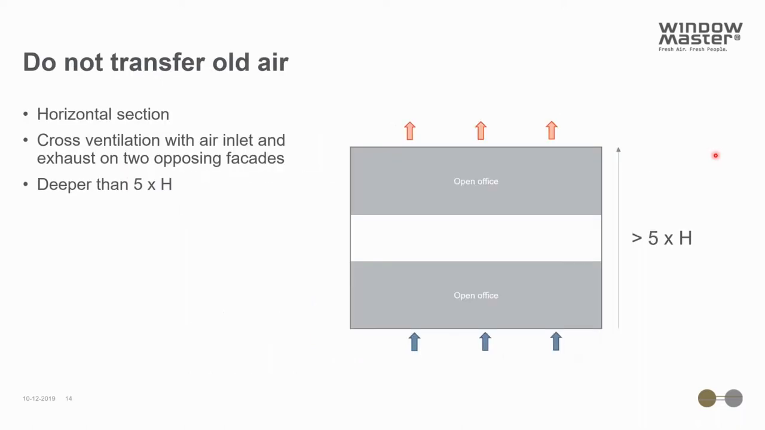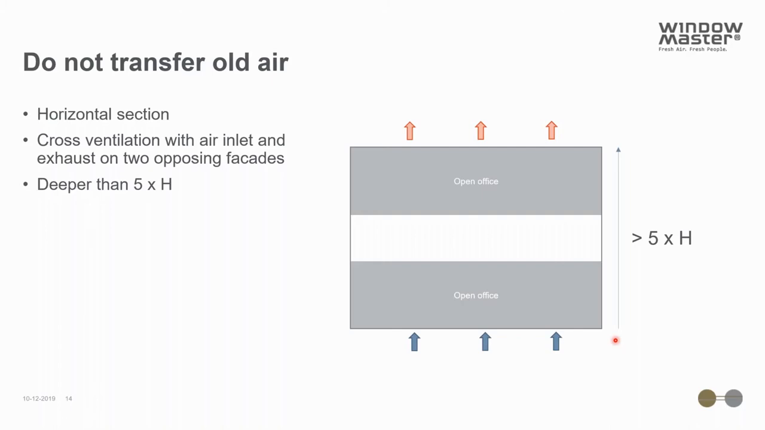If we look at a case where cross ventilation, for example, is not sufficient for the building design, we have an illustration shown here. It's just a fictive office layout where you have an open office on both sides of the building, and we see a horizontal section. If we assume that we have a building depth or a distance between the facades of much more than 5 times the room height, what we risk is that we will transfer old air from the open office closest to the inlets to the open office closest to the outlets. And this is really something we want to avoid when thinking about the natural ventilation design and the building design in relation to this.